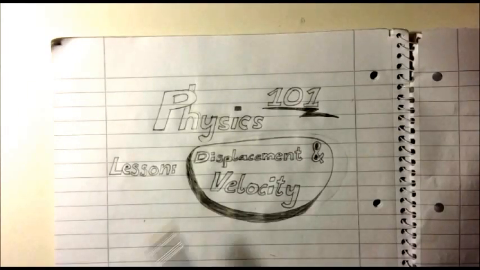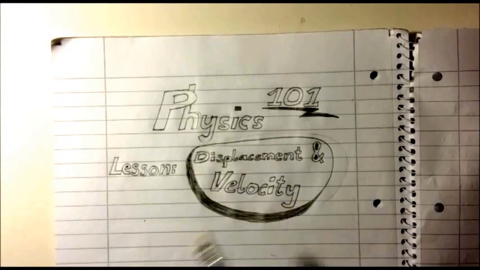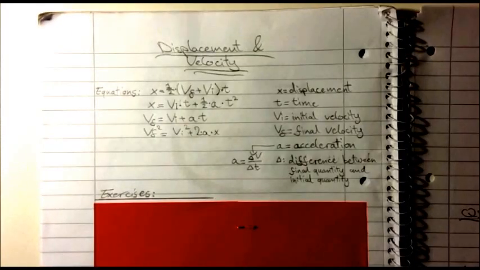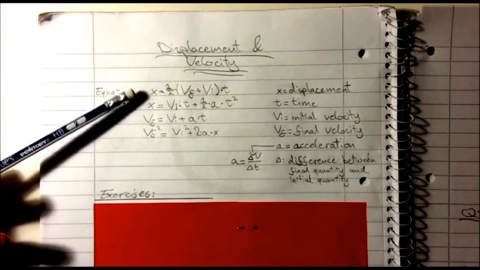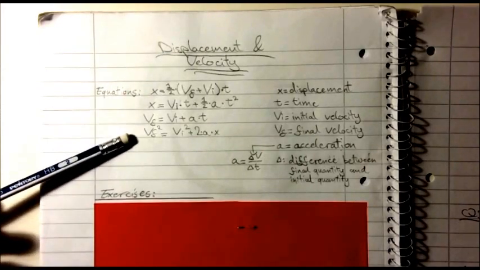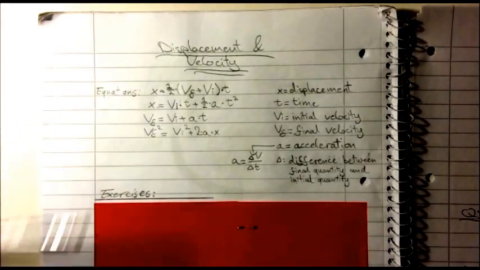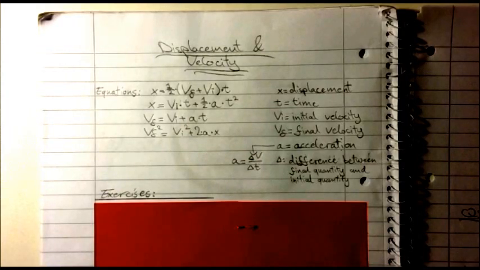Today's lesson is about displacement and velocity. The equations we're going to be using for this lesson are 2 for displacement and 2 for the final velocity. And only from these 4 we can back solve and find out each single term of the equation or of the problem.